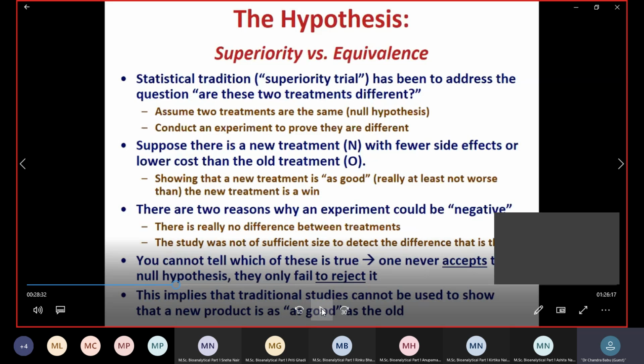All right. So this is the superiority versus equivalence trial detail which he has mentioned, which is one of the most driving factors for checking the goodness of the new product versus the old one. Is it clear, guys? Do you have any questions here?